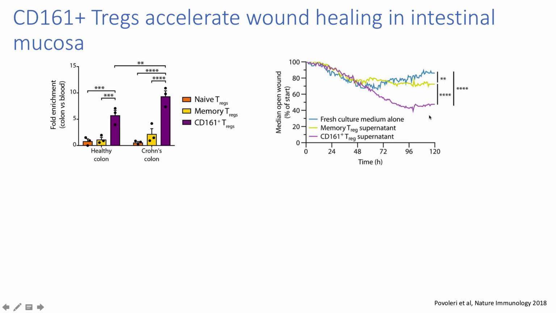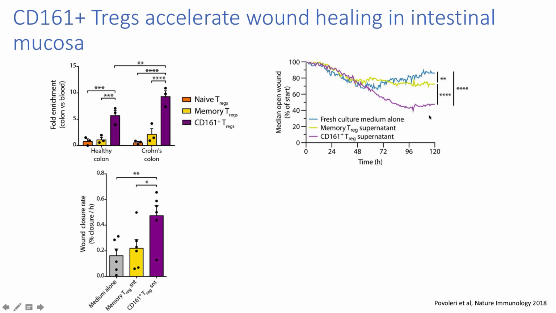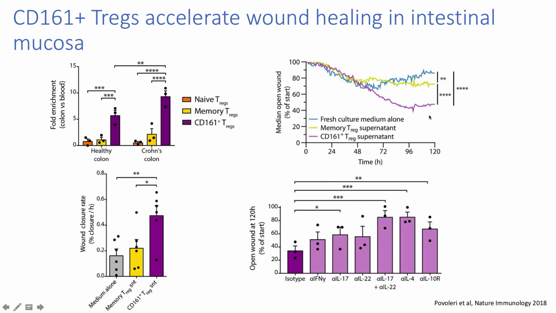And interestingly enough, to try and determine what exactly were the mediators responsible for this wound closure, we found that IL-17 and the combination of IL-17 and IL-22, which I indicated before have been described to have a role in wound healing in the gut, were involved. When these two cytokines were blocked, we could slow down the enhanced wound healing potential of the supernatant containing cytokines from these memory Tregs.